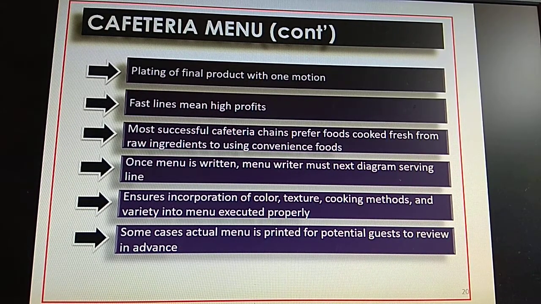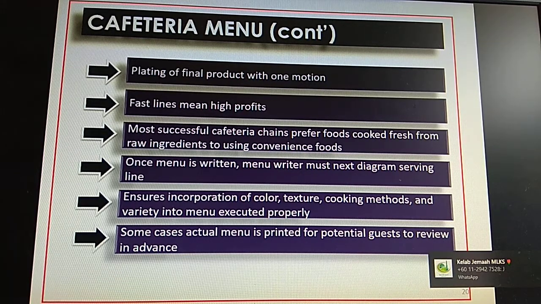Once the menu is written, the menu writer must next diagram the serving line, which we have discussed earlier, using the four types of styles. This ensures color, texture, cooking methods, and variety are incorporated into the menu and executed properly. This needs to be executed properly, because if it is not, the objective of having many colors, textures, and cooking methods will fail miserably. And once it fails, the food will not look very attractive anymore.